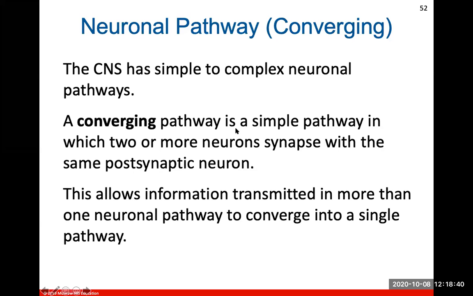This talks a little bit about the neuronal pathway converging. The central nervous system has simple to complex neuronal pathways. These are pathways between the neurons. A converging pathway is a simple pathway in which 2 or more neurons synapse with the same postsynaptic neuron. And this allows information transmitted in more than one neuronal pathway to converge in a single pathway.